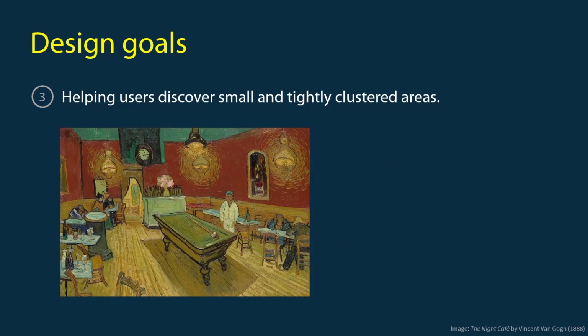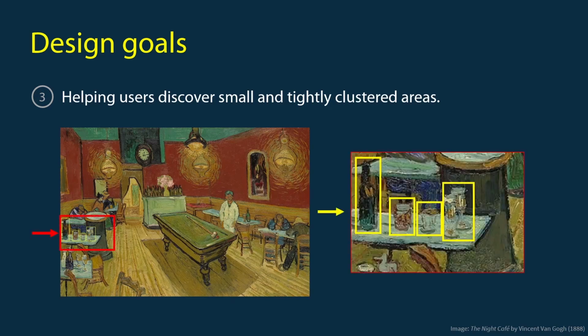The third design goal involves helping users discover small and tightly clustered areas. Users found it difficult to discover small regions on the images and determine their relative positions, like for example the small bottles and glasses on one of the tables in the image. An ideal tool would make those small areas more accessible, especially on small screens.